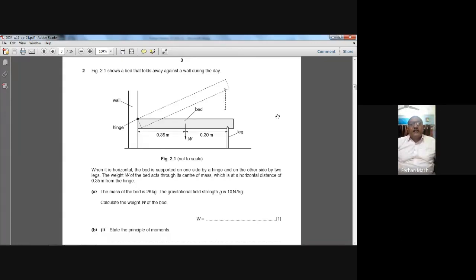The weight of the bed is very simple. W equals mg. The mass is 26 kg. The g value is 10. You just apply that formula. W equals mg and you can calculate it.